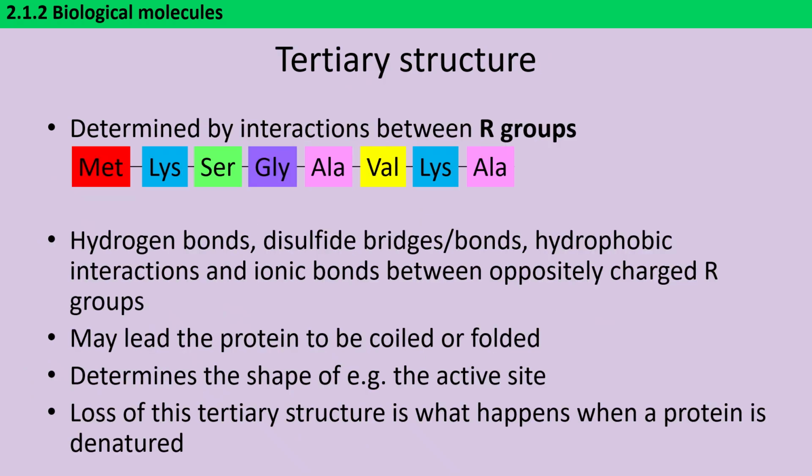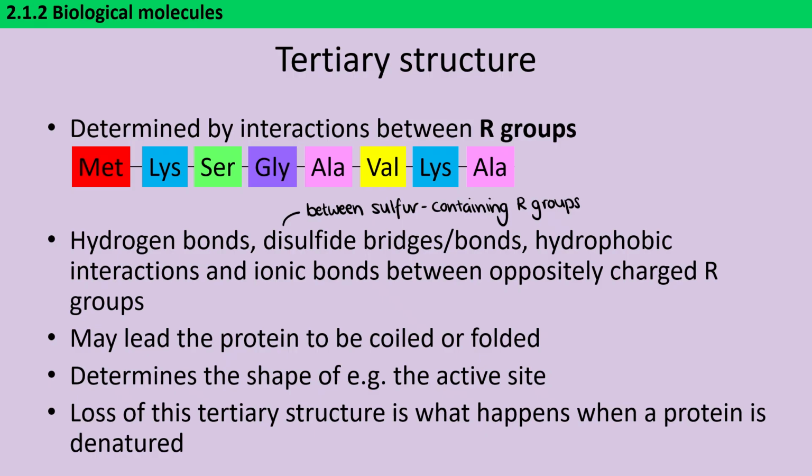So the primary structure of the protein is based on the sequence of amino acids, and then the secondary structure is based on hydrogen bonding between the carboxyl terminal of one amino acid and the amine terminal of another amino acid. But then the really interesting complex 3D shape, which we call the tertiary structure, is based on the interaction between the different R groups of the different amino acids. So there are four main ways that these can interact. There are hydrogen bonds. There are disulfide bridges or disulfide bonds, which are going to occur between sulfur-containing R groups, in other words, cysteine. Hydrophobic interactions between non-polar R groups, and then also ionic bonds between oppositely charged R groups.